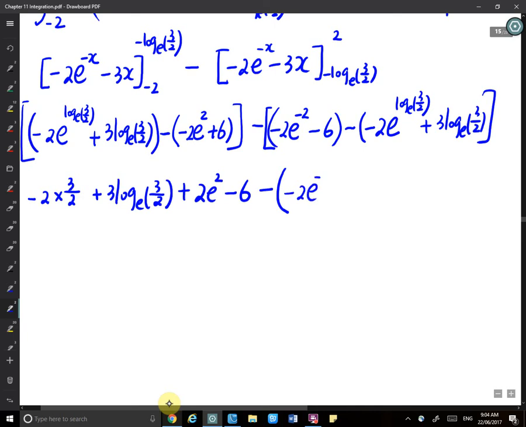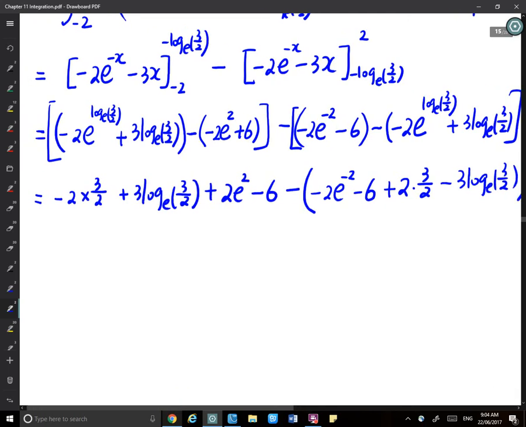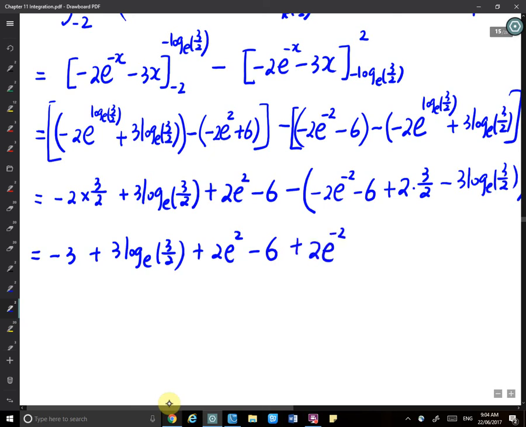That's minus 2e to the power of minus 2 minus 6. Okay, that is a plus 2 times 3/2. And I have a minus 3 log e 3/2. Okay, expand the bracket in the square bracket first. And I will have minus 3 plus 3 log e 3/2 plus 2e to the power of 2 minus 6 plus 2e to the power of minus 2 plus 6 minus 3 plus 3 log e 3/2.